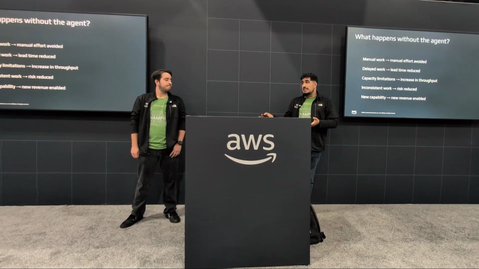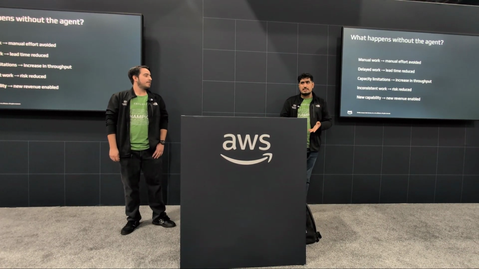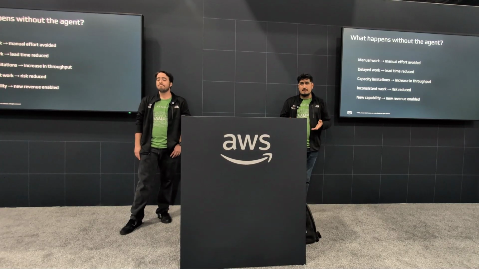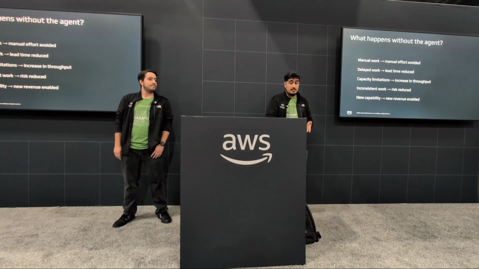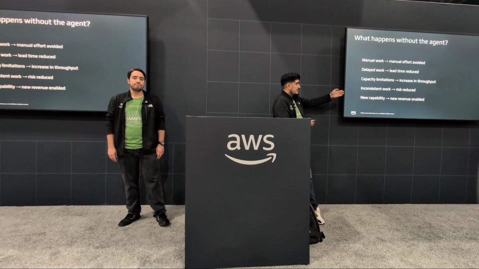Maybe we're not that good at translating those PDFs, right? Our work is a little bit inconsistent, which is fine if our customers are willing to accept that, but it is a risk. So if the agent is more consistent than us, then it's reducing that risk.